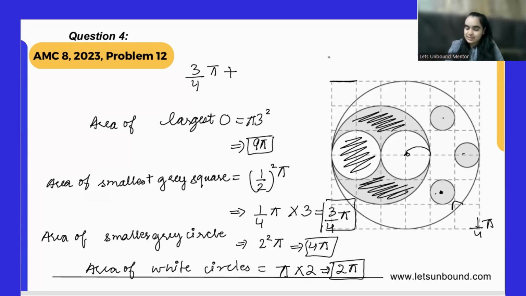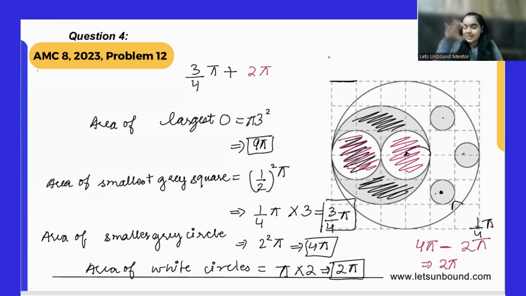And how can we find the area of this gray part? By subtracting from the whole gray circle, that has the area of 4 pi, these 2 smaller white circles, correct? So we are going to subtract the area of the 2 smaller white circles from the complete gray circle to find the remaining part. So that is going to be 2 pi, correct? So this is the gray part which we got, which is shaded inside the largest circle.